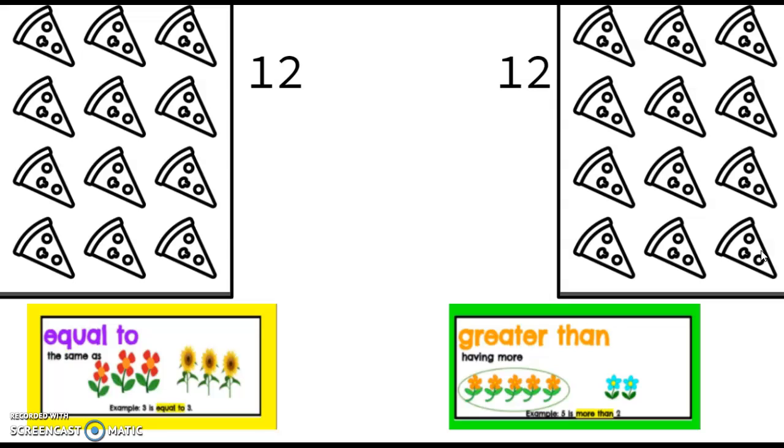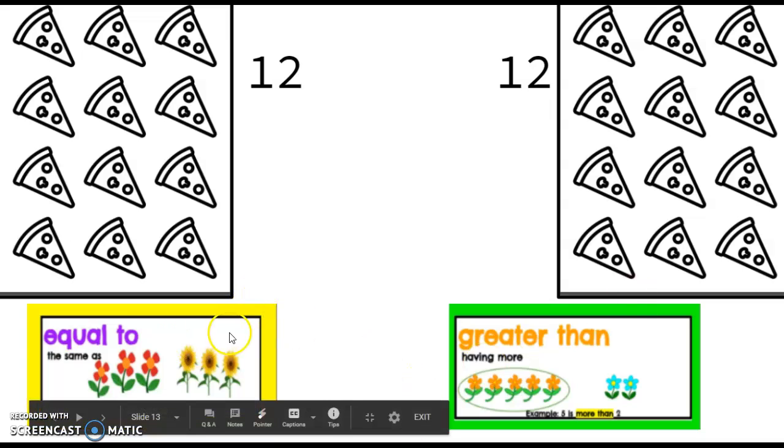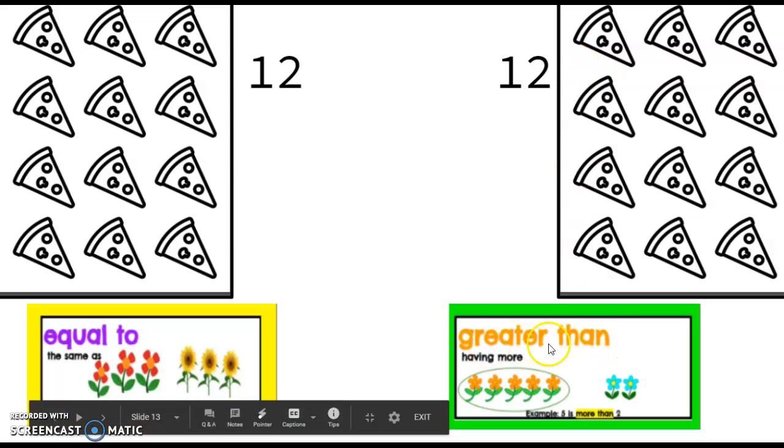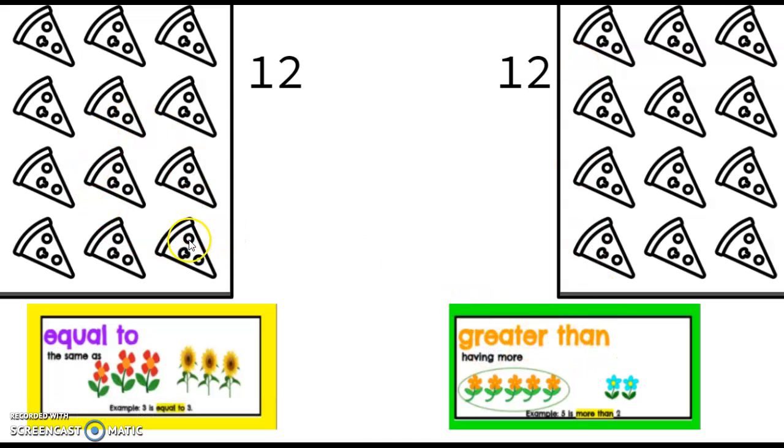So they're the same. So let's look at our vocabulary cards. On our yellow card, it says equal to, which means the same, okay, which is here. And then our green card says greater than, which means more. So which comparative language phrase are we going to use? Are we going to use equal to, which means the same, saying that these slices of pizza are equal to these slices of pizza because they both have 12? Or are we going to use greater than, saying that these slices of pizza are greater than these slices of pizza because this slice of pizza has more?